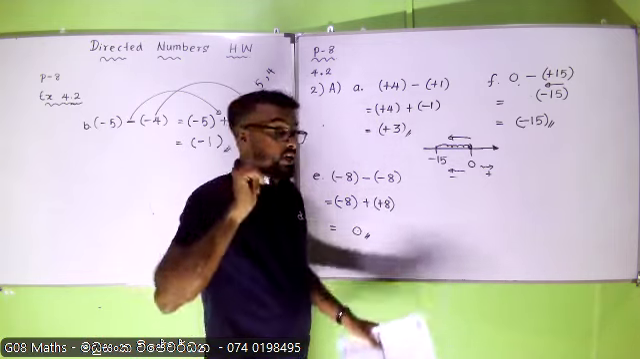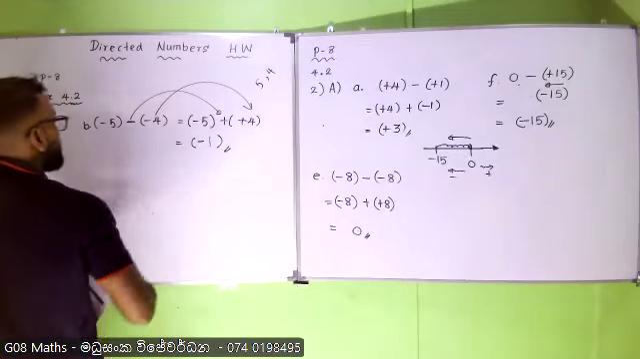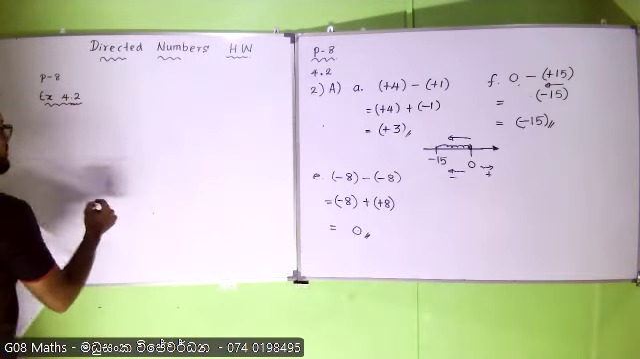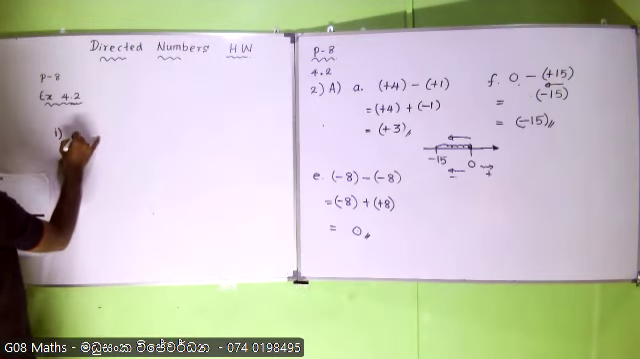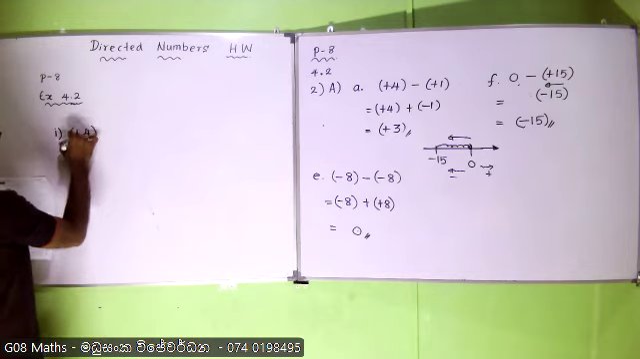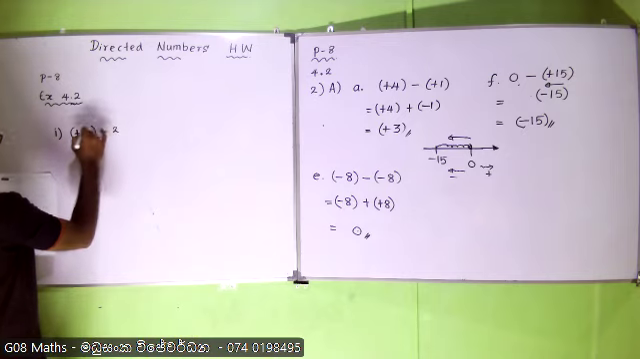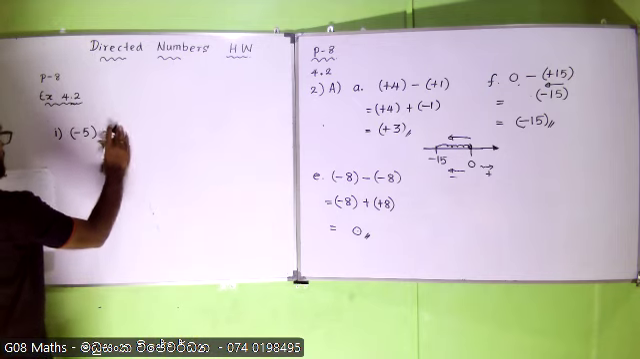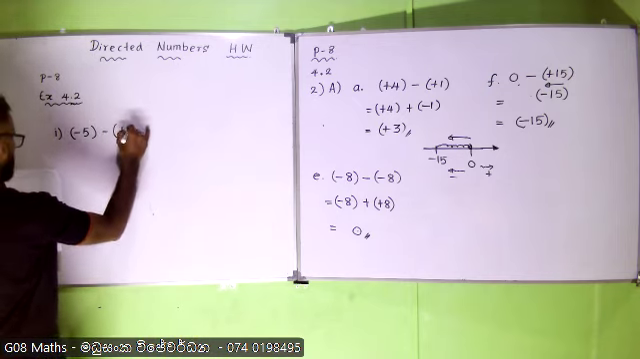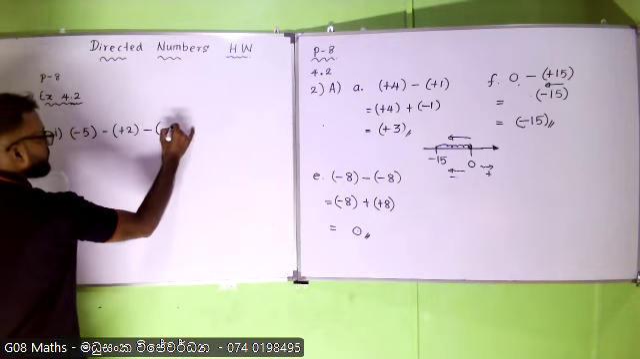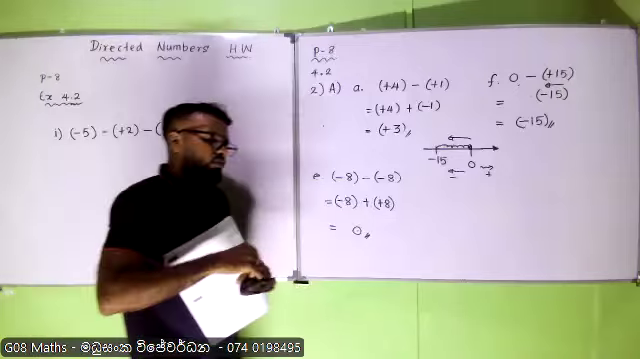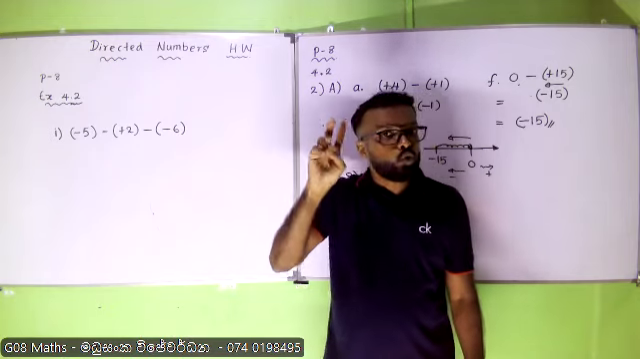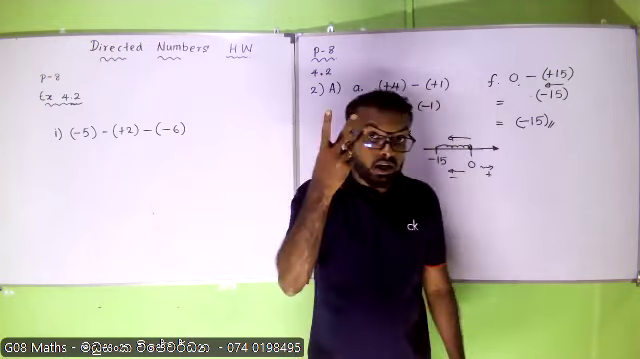I will do I and J. Now you have 3 numbers. I is negative 5, subtract positive 2, subtract negative 6. Now, what you have learned? You know how to deal with two directed numbers. But here you have 3 directed numbers.